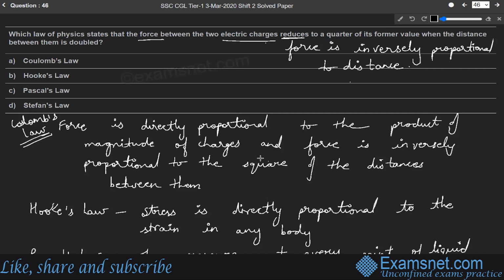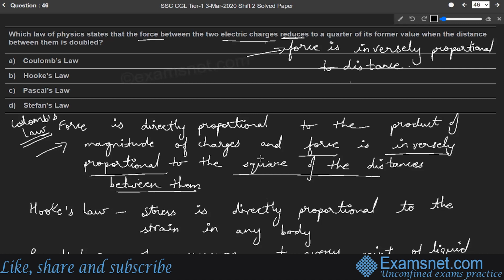And in all the given laws, in Coulomb's law, there are two electrical charges which are static and stationary point charges. In Coulomb's law, force is inversely proportional to the square of the distance between them, meaning if distance is doubled, the force is reduced. So for this given question, the law of physics that states that the force between two electrical charges reduces its value when the distance between them is doubled is Coulomb's law.